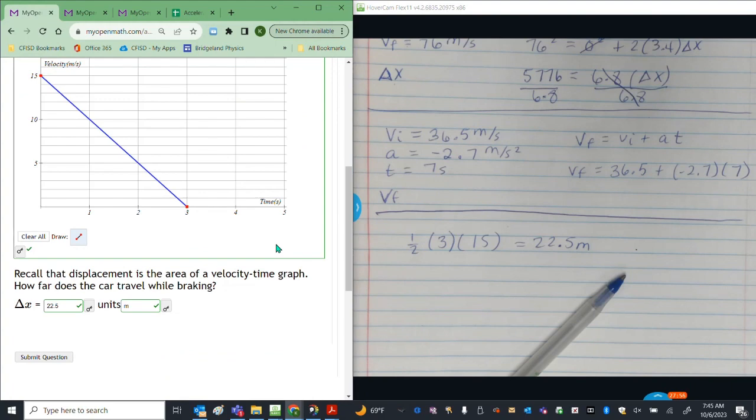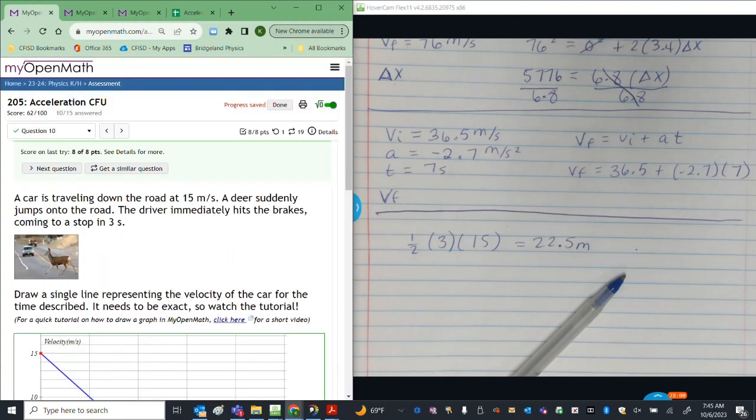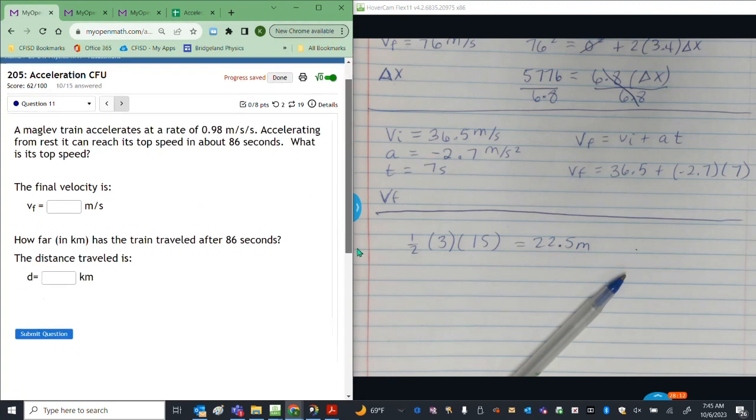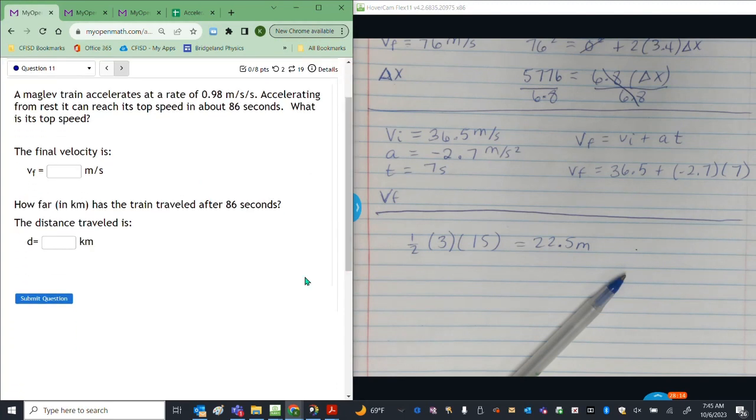Okay. Let's see, how'd y'all do on that one, number 10? 91% of you got it right, so it looks like y'all did pretty good. Number 11 was one of the ones that was more missed. Only 70% of you guys got this one right. It says, a maglev train accelerates at a rate of 0.98 meters per second every second. Accelerating from rest, it can reach its top speed in about 86 seconds. What is its top speed?